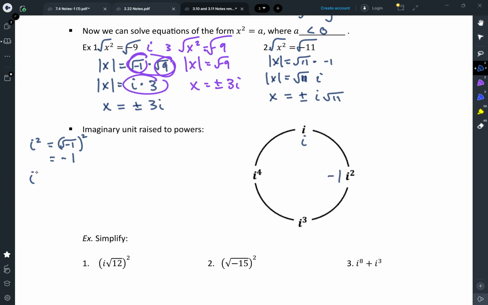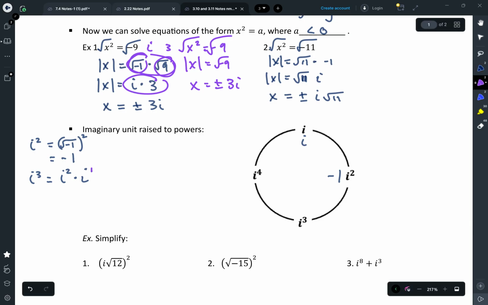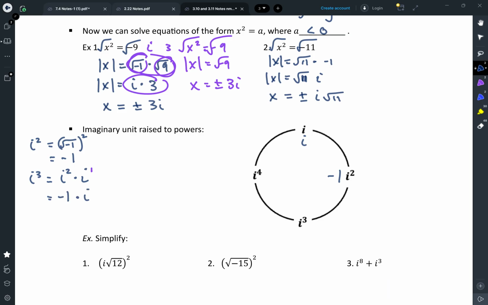Now let's think about i to the third power. i to the third power is going to be i squared times i, because 2 plus 1 gives me back the third power. So I know that i squared is negative 1, times i would just be negative i. So i to the first power is i, i squared is negative 1, i to the third power is negative i. Now let's think about i to the fourth power. There are different ways of doing this, but I think the easiest would be to say it's i squared times another i squared. So i squared is negative 1, another i squared is also negative 1. Negative 1 times negative 1 is a positive 1.